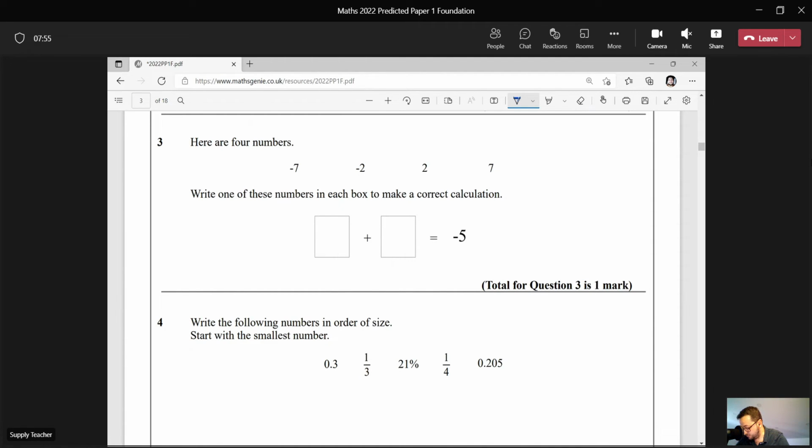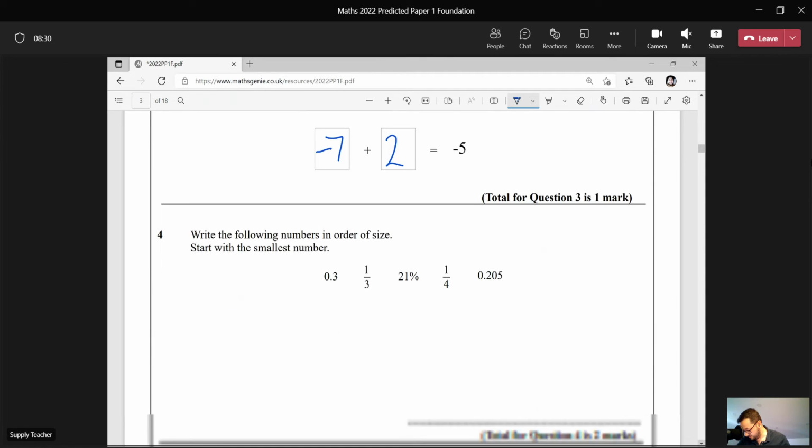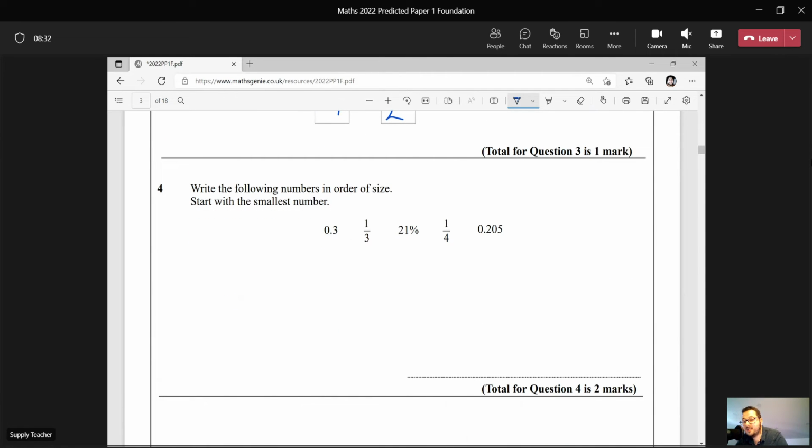Okay. All right, question 3, we've got 4 numbers, -7, -2, 2, and 7. And it says write one of these numbers in each box to make a correct calculation. So something plus something else is going to be -5. Well, you've got a negative here, so you've got 2 and 7, so that 7 really is nowhere near this -5. So you've got to have one of these negative numbers at least. If I was on -2, I'd have to take away another 3 to get to -5. So I'm thinking I'm going to start with -7, and then I've just got to add 2, and that'll give me -5.